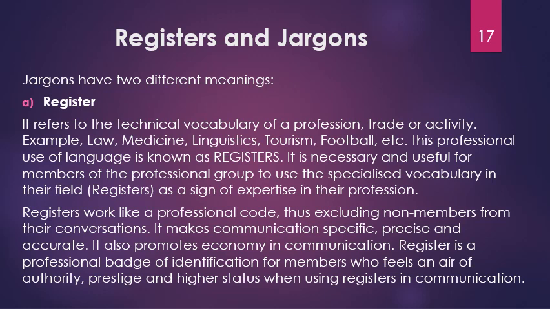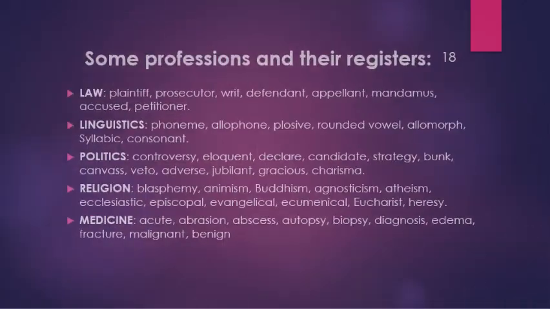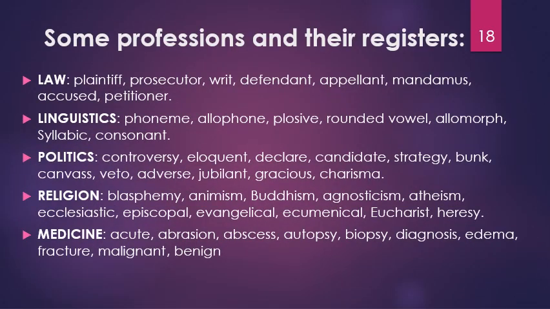Register and jargons. We've explained this, that registers are words that are special, formally used in a special profession or human endeavor, while jargons are informal use of this specialized language in a particular human endeavor. If registers are formal, jargons are informal. Registers, for example, law: words like plaintiff, prosecutor, writ, defendant, appellant, mandamus, accused, petitioner, all these are words that are related to law. Then we call them register.